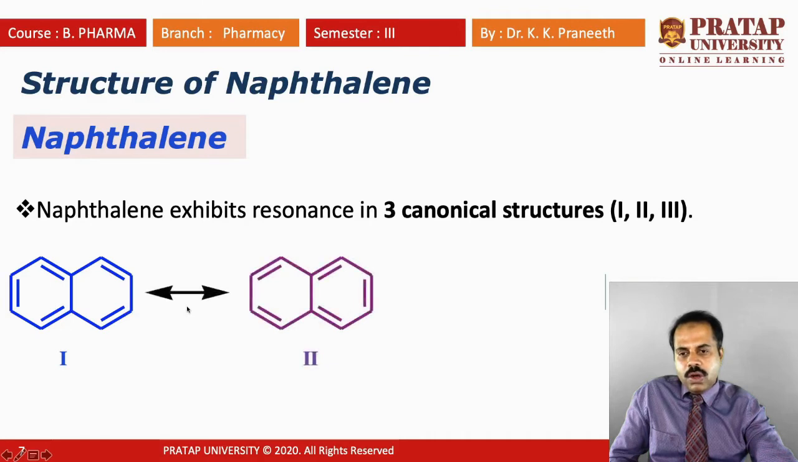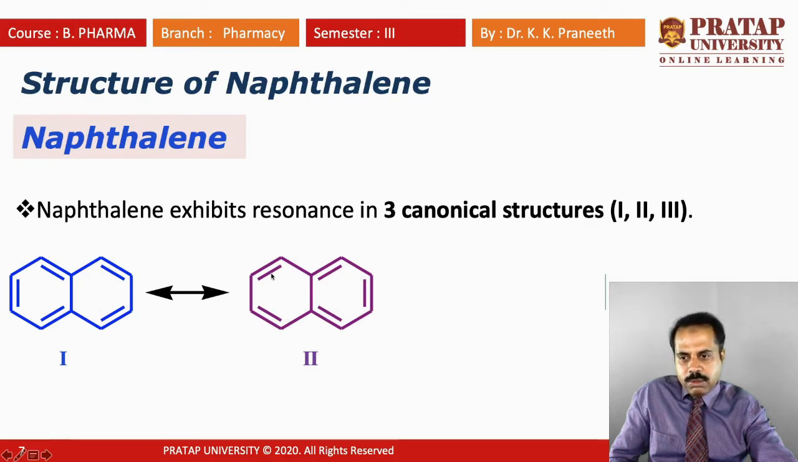If you draw the second resonance structure by shifting the double bonds, if this double bond goes here, immediately this double bond will shift here, this one will go here, and this one will go here, and then finally this double bond will go here. This is what is happening. You can see I drew this structure here, and this is the second resonance form, or canonical structure.